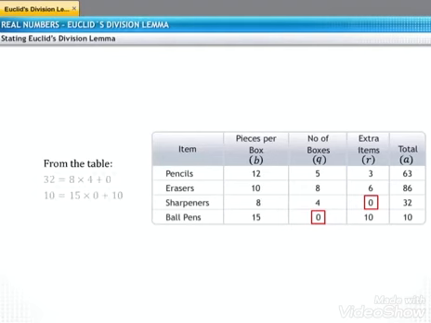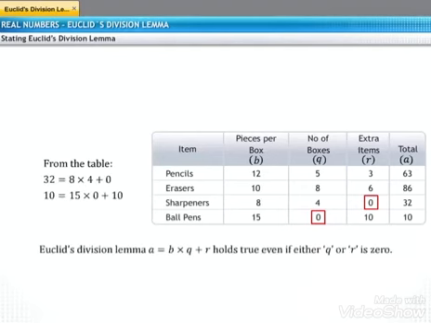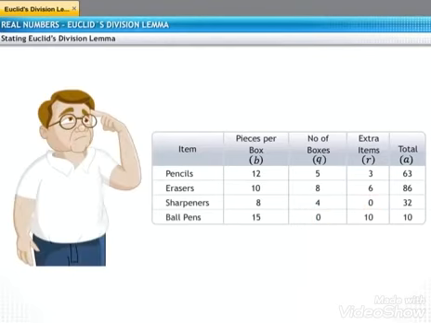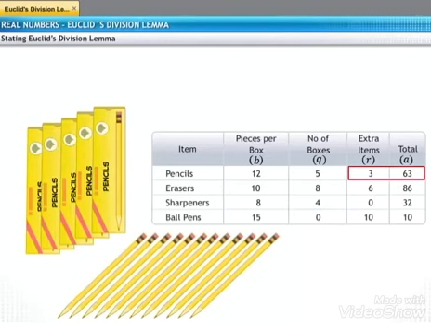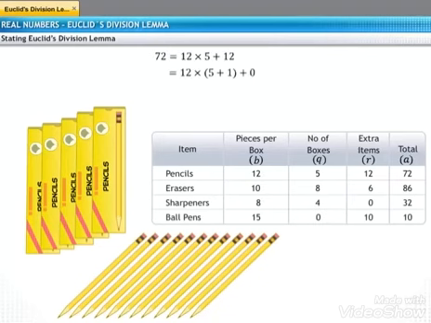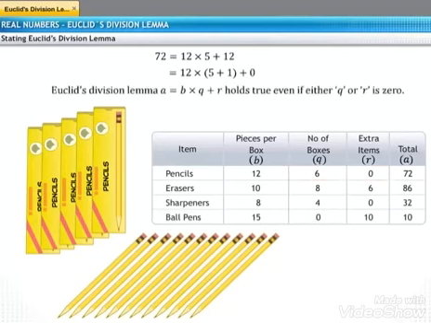From Mr. Chatura's table, you can see that Euclid's division lemma holds true even if either Q or R is 0. Now suppose Mr. Chatura discovers he has 12 extra pencils instead of 3. What happens to Euclid's division lemma in this case? 12 pencils add up to one complete box. So we see that if R becomes equal to B, the value of Q increases by 1 and the value of R is reduced to 0. Thus, the value of R in the equation for Euclid's division lemma can be greater than or equal to 0 and less than the value of B.